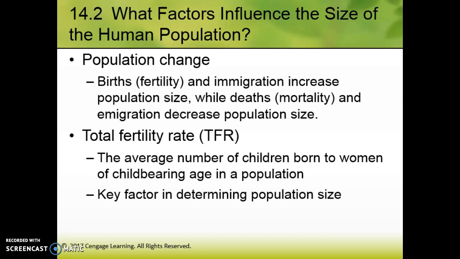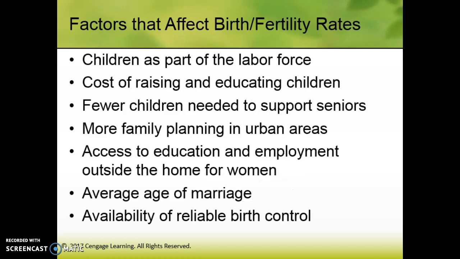There are some important vocab words and some important figures that we need to be able to calculate as part of this unit. The first of those is total fertility rate. Notice that that's the average number of children born to women of childbearing age in a population. So how many kids does the average woman in a population have? That's going to be different, and we'll see socioeconomically, whether you're a developed country or a developing country, that total fertility rate is a really good indicator of whether your population is growing quickly, slowly, or shrinking.